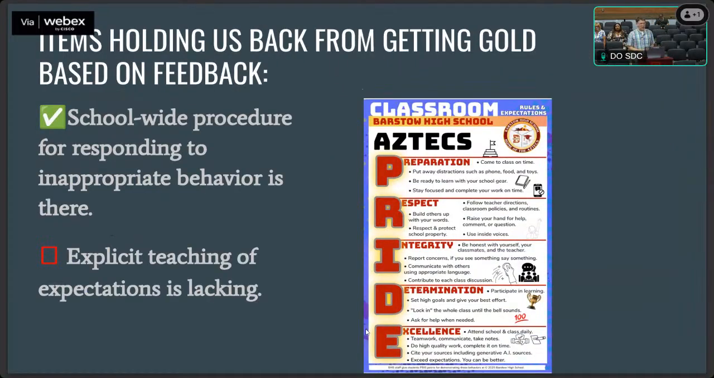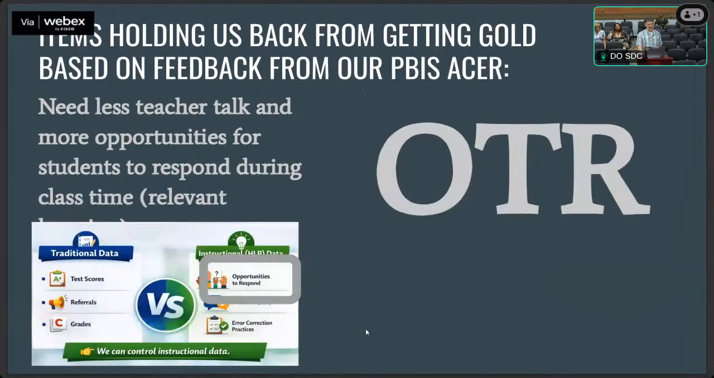So we have a school-wide procedure for responding to inappropriate behavior, and it's that sign. But the explicit teaching of what's on that sign is lacking. These are specific things that every teacher should do in every class. And so that's something we need to work on. Next one. One of the nice things that the district has done, though, is they've taken some of those things that are holding us back from gold and have already addressed them.